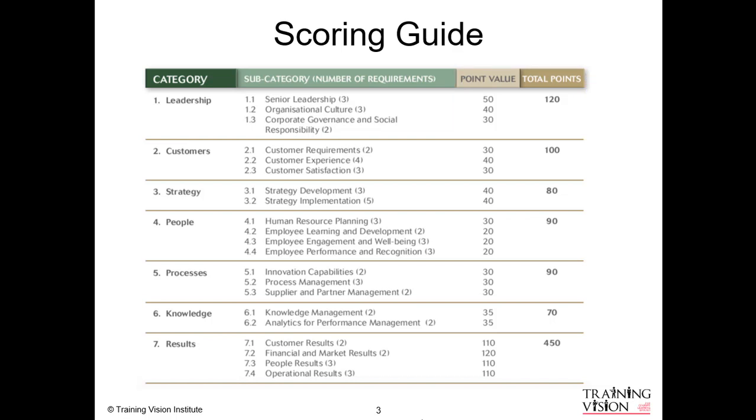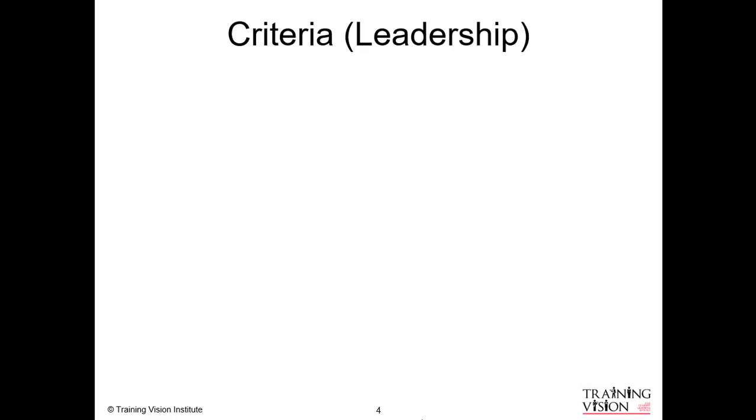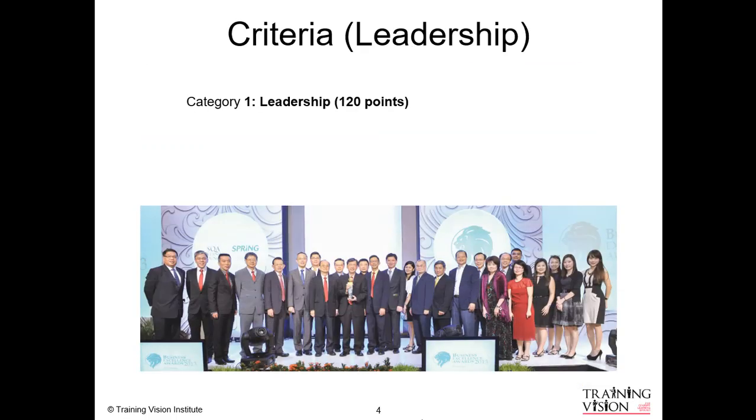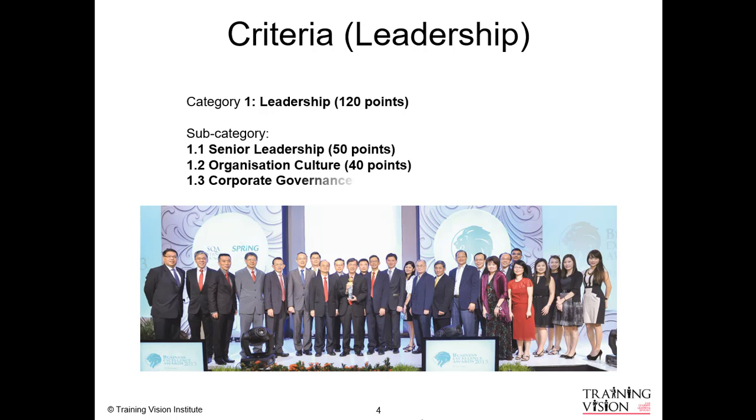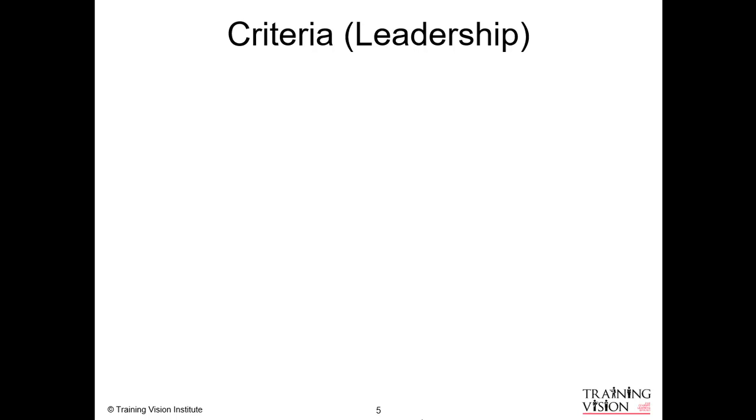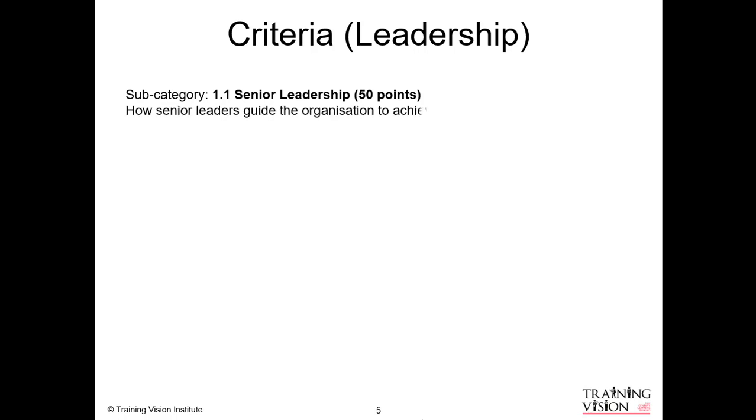Now, let's look in detail at the assessment criteria for one of the categories. Let's use the leadership category as an example. Under the leadership category, there are 3 subcategories. 1.1 Senior Leadership, 1.2 Organization Culture, 1.3 Corporate Governance and Social Responsibility. The Senior Leadership subcategory measures how senior leaders guide the organization to achieve and sustain excellence, and it has a point value of 50 points.